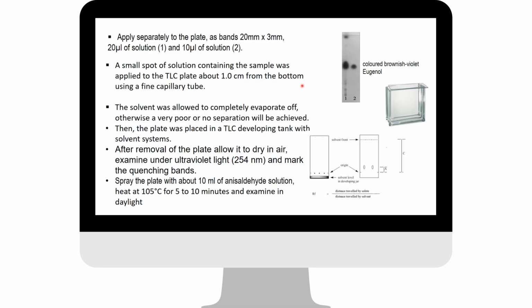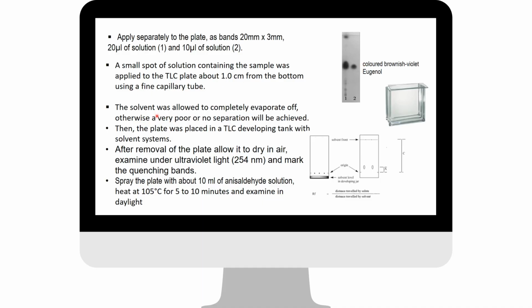Now, second thing, we need to see how to run the TLC plate. First of all, we have two samples: one is the test sample, which is called the extract sample, and the second one is the standard sample, right? One thing is important: the extract can have more than one spot. Why? Because apart from our eugenol, other constituents may be present, but the standard will always have a single spot, like this, right?